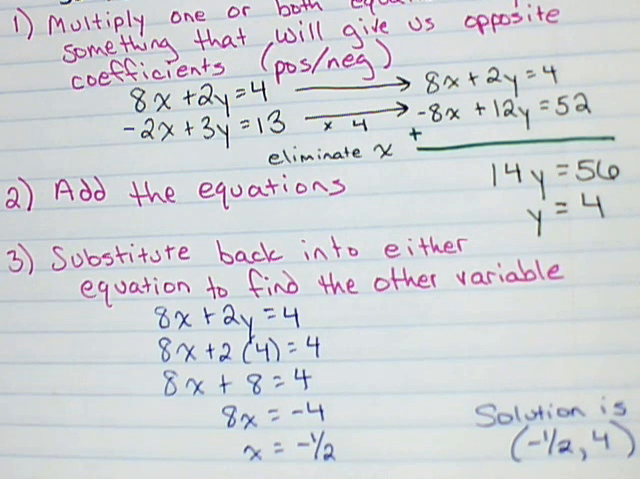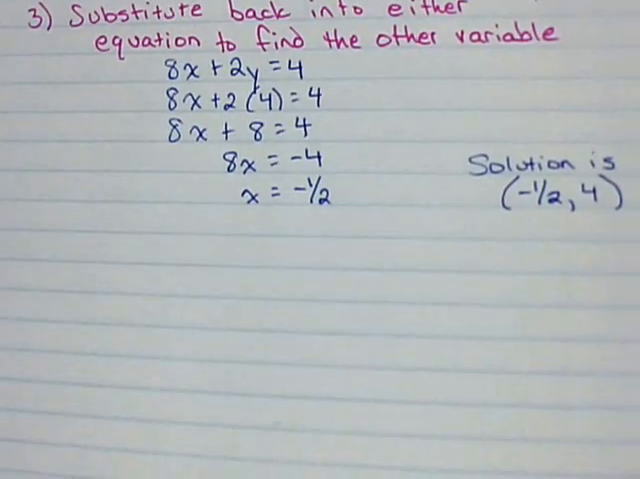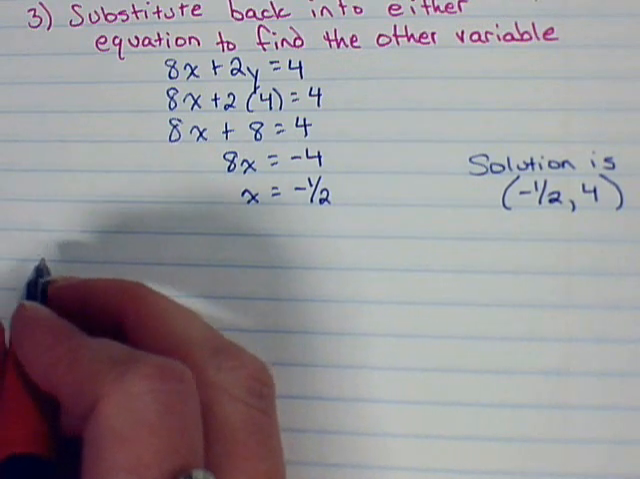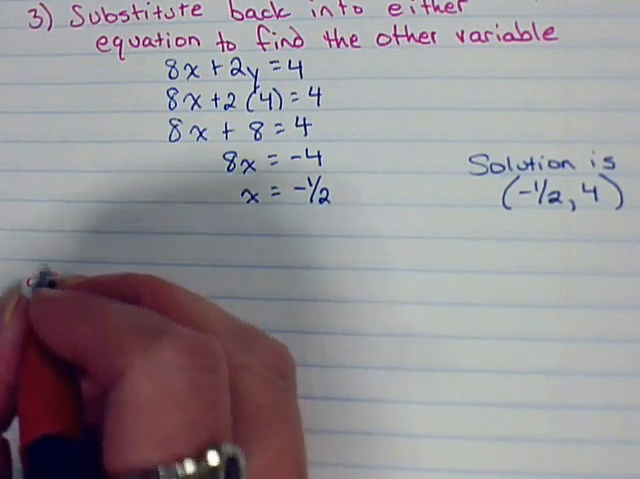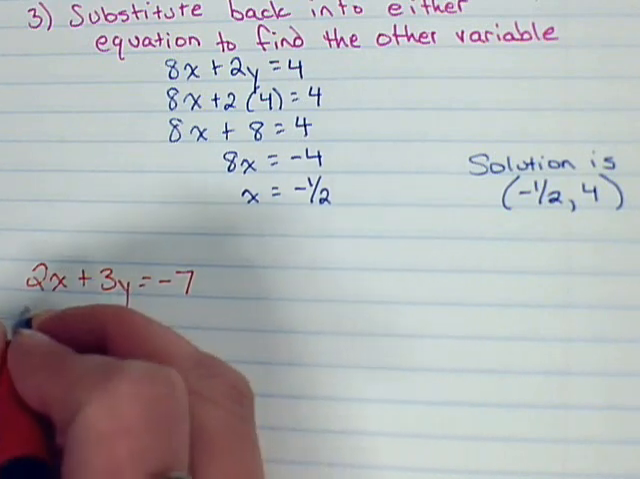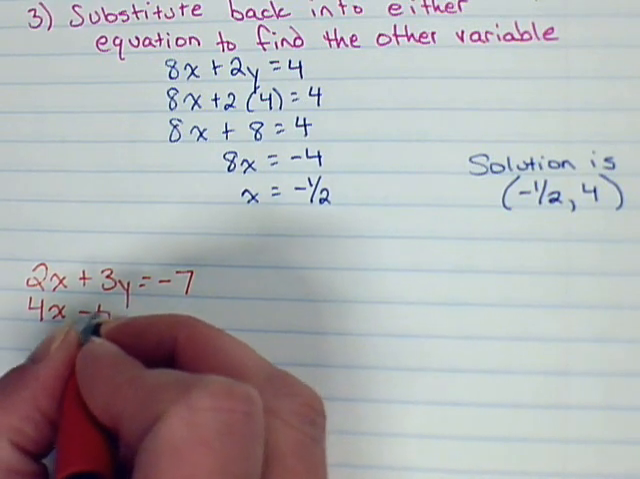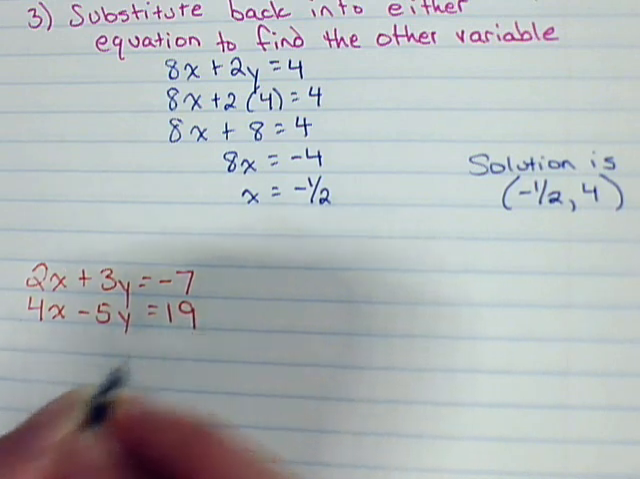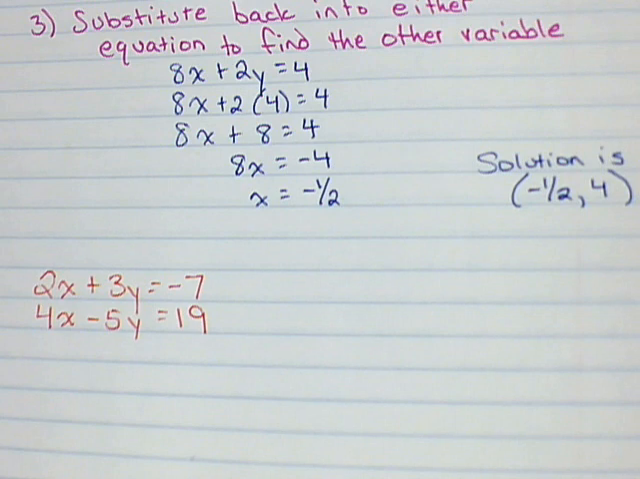Let me do one more example here. Next example, 2x plus 3y equals negative 7. 4x minus 5y equals 19. Okay, so we need to figure out which variable we want to eliminate. Do we want to eliminate the y or the x?